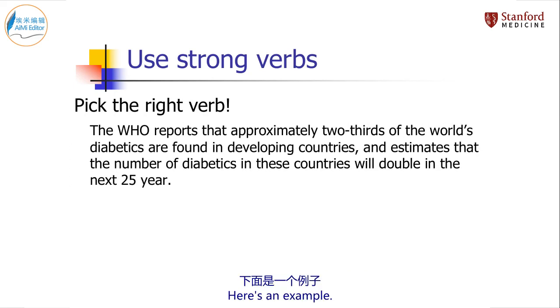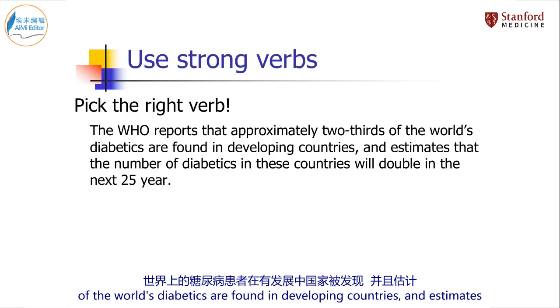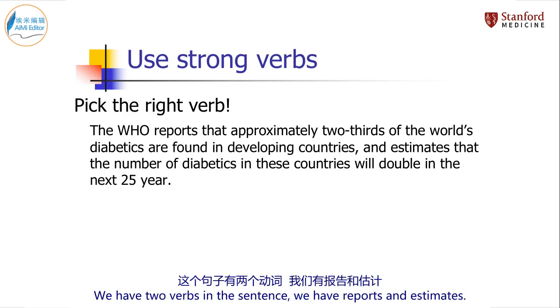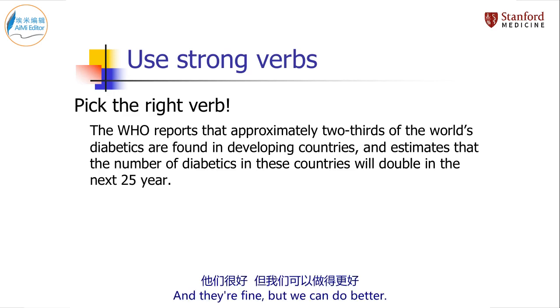Here's an example. It's a perfectly fine sentence. It says, "The WHO reports that approximately 2/3 of the world's diabetics are found in developing countries and estimates that the number of diabetics in these countries will double in the next 25 years." We have two verbs in this sentence. We have reports and estimates. And they're fine, but we can do better.